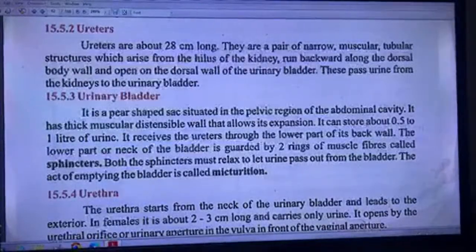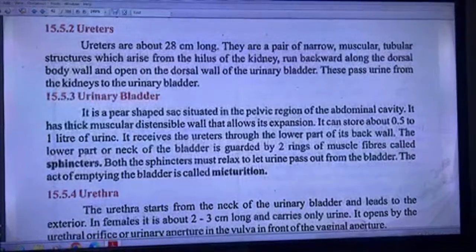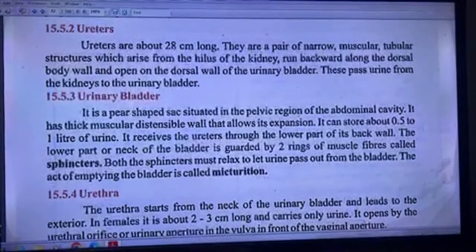The lower part or neck of the bladder is guarded by two rings of muscle fibers called sphincters. Both the sphincters must relax to let urine pass out from the bladder. The act of emptying the bladder is called micturition.